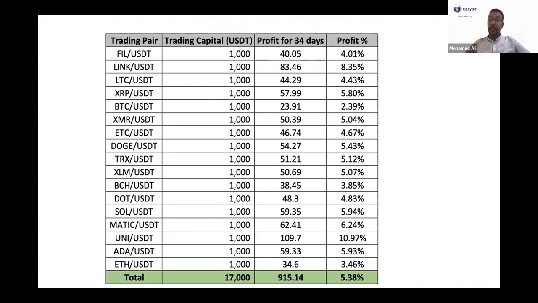Again, guys, this is not a guarantee that you're going to be making 5.38% every 34 days, but this is just a case study for that period. I'm not sure about the next 34 days, how much it's going to make. It's going to make money, yes, for sure. But how much it's going to make always depends on the market movement, how the market is moving, and how fast it fluctuates, and how high it goes, how low it goes.